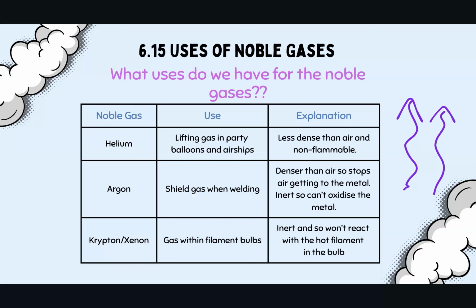Argon. It's a shield gas when welding. So when you're burning something with flame, you can use a flame torch when you're cooking, for example. So you've got a flame torch and it's got flame coming out of it. The flame that comes out when you're welding, as in you're melting some metals and joining them together, you use argon gas to stop it reacting with the oxygen in the air. It's denser than air, so it stops air getting to the metal. So it's inert, so can't oxidize the metal.